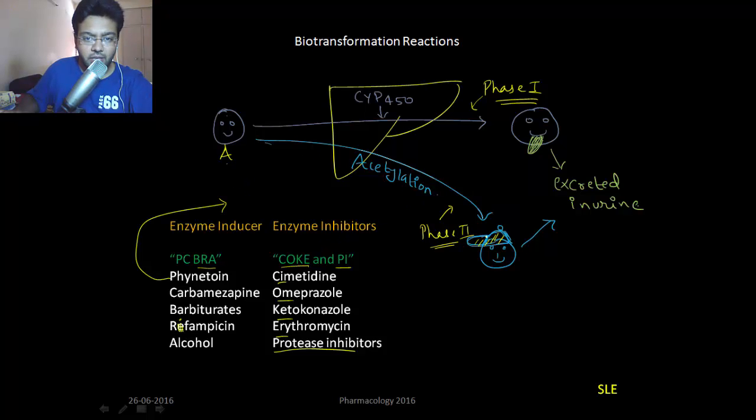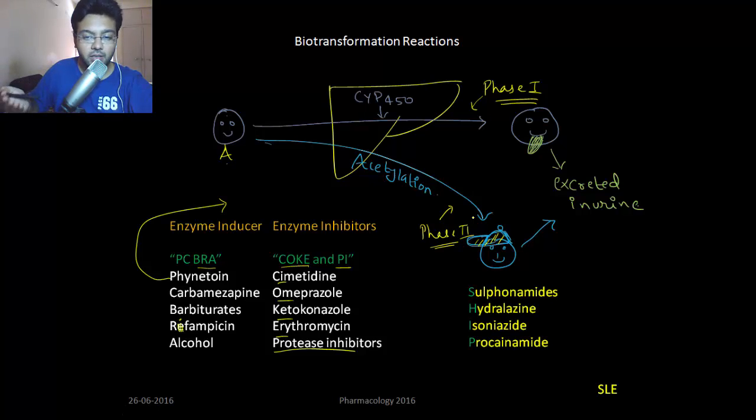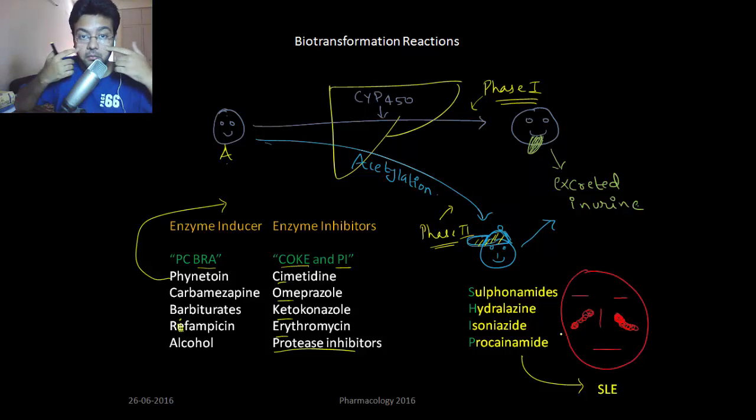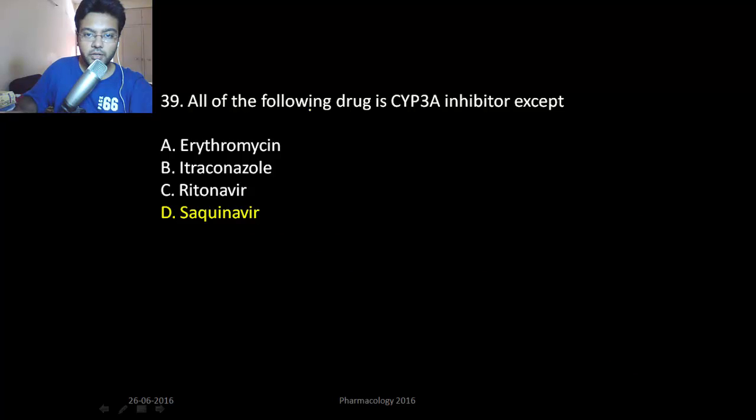Now these acetylation reactions, which are phase 2 reactions, are mainly done for these drugs: SHIP, sulfonamides, hydralazine, isoniazid, and procainamide. These drugs are eliminated by acetylation, which is a phase 2 biotransformation reaction. These drugs can also precipitate systemic lupus erythematosus, with butterfly-like rashes on the malar bones, right? The cheek rash.